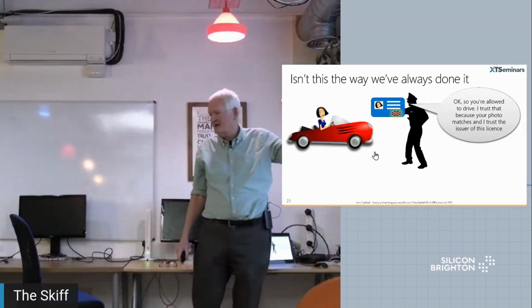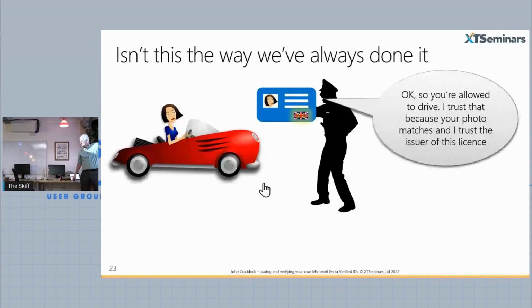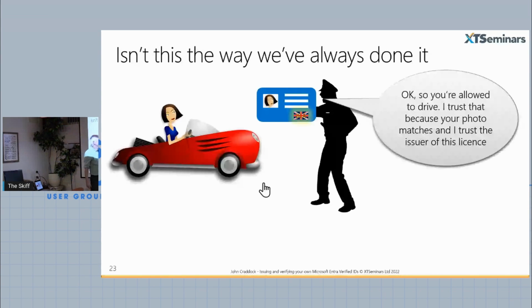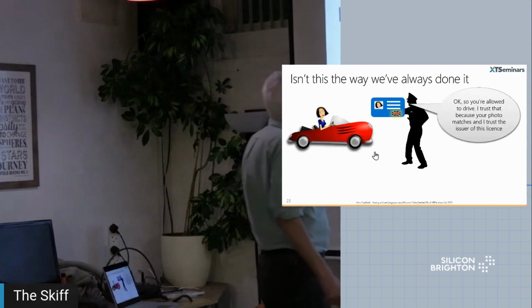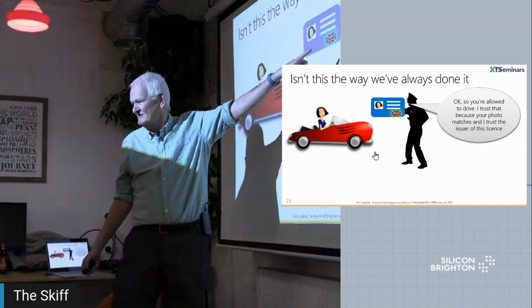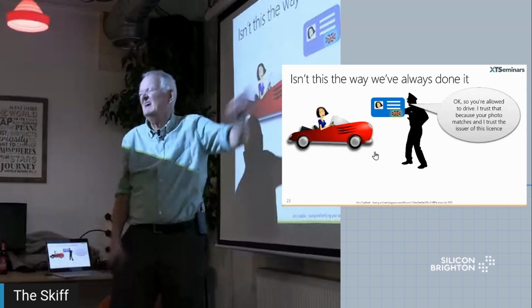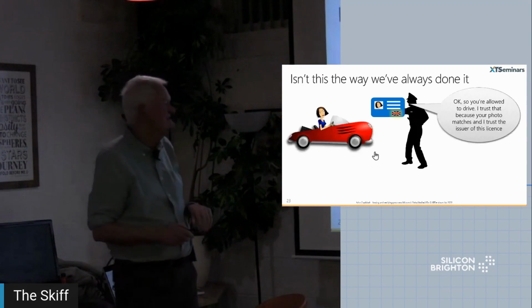I trust that because I trust your identity, the photo. Where did that come from? It's her photo, it's her identity. And I trust everything it says about you, so the claims that you can drive your sports car and everything else. Why? Because this has been issued by the driving license authority and I trust them. Of course, the police will probably do a secondary check these days, but in principle, that's the way it works.